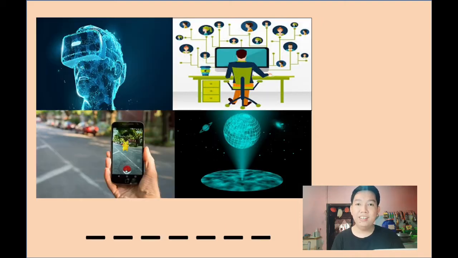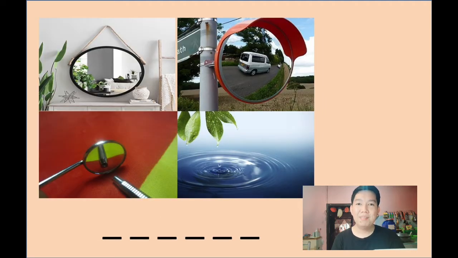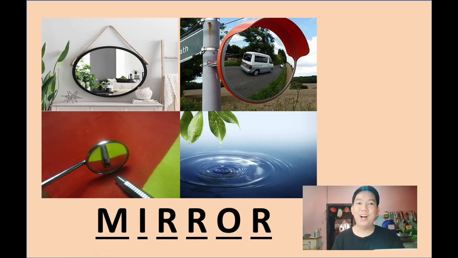For the third one, ito naman siya. 5, 4, 3, 2, 1. So the correct answer for this one is virtual. So that is correct. And the last question for 4 Pics 1 Word is this. 5, 4, 3, 2, 1. So the correct answer for this one is mirror. So I hope that you enjoyed my simple activity for you.